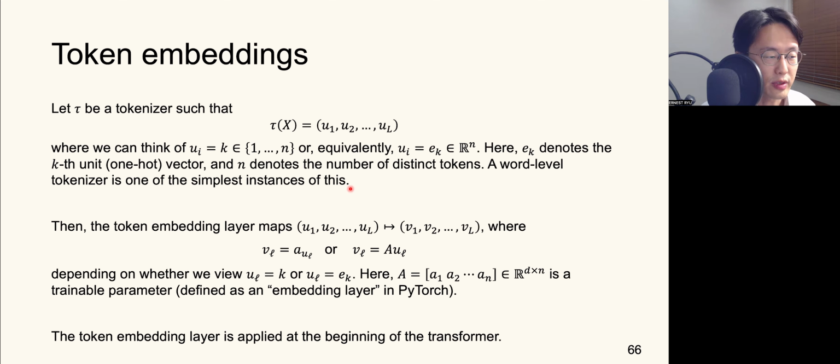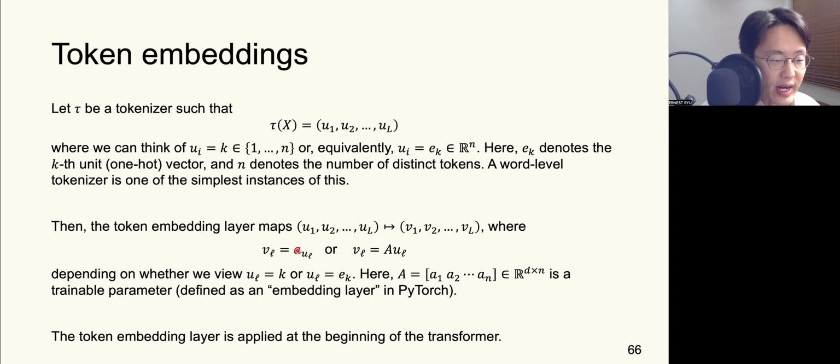A word-level tokenizer is one of the simplest instances of this, although soon we'll talk about byte pair encoding being used in this way. The token embedding layer acts after the tokenizer. So the tokenizer and the token embedding layer are separate things. The token embedding layer takes as input these U values, and then maps them to these V values. And there are two equivalent ways you can think about it. Number one, Ul is an integer value between 1 and n. Again, n is the number of possible distinct token values.